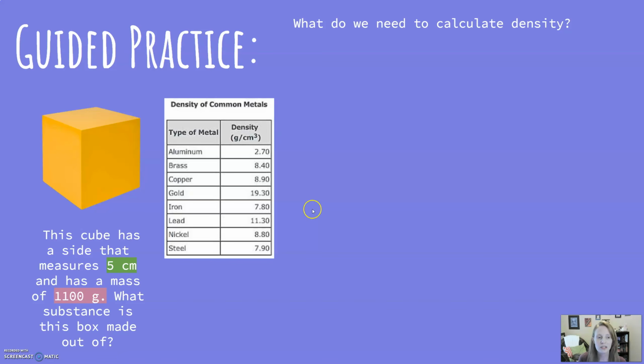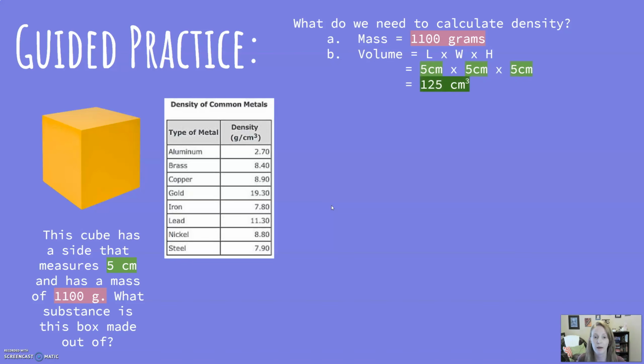Alright, so what do we need to calculate density? We're going to need a mass, which they give us in the problem, which is really helpful. And then we need to find the volume. They don't outright give us the volume, so we're going to have to calculate it using length times width times height. Because this is a cube, we can use that mathematical equation. So 5 times 5 times 5 equals a final volume of 125 centimeters cubed.